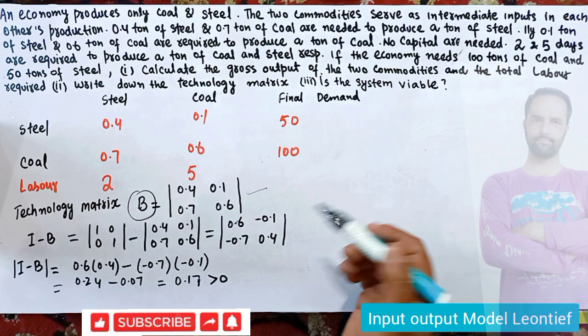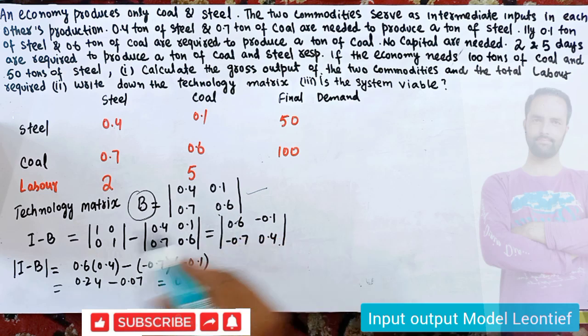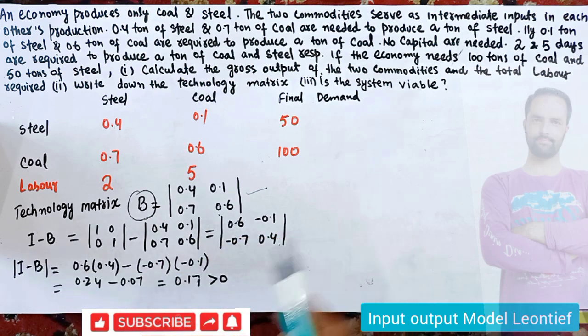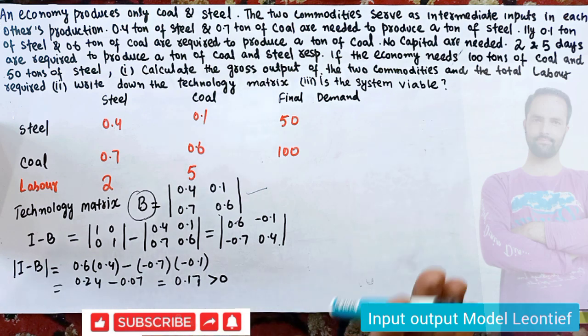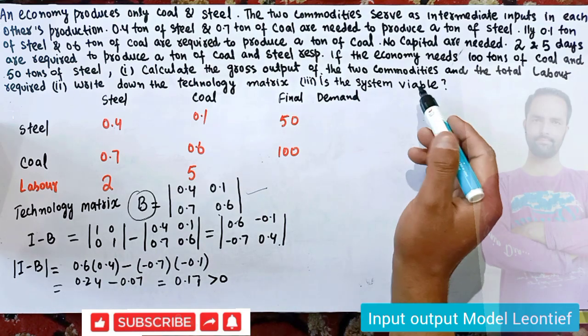We have the principal diagonal elements positive in this I minus B matrix. Also, we have the determinant of I minus B, which is 0.17, which is greater than 0, which is positive. So we got two conditions satisfied. We can say the system is viable.